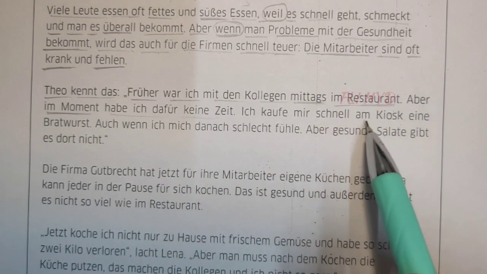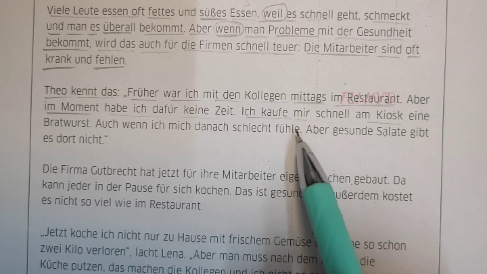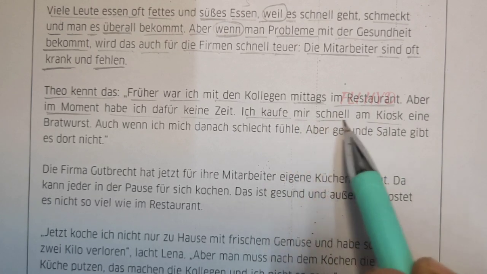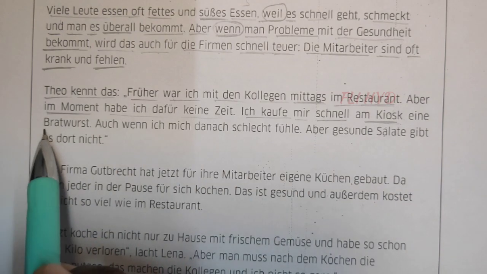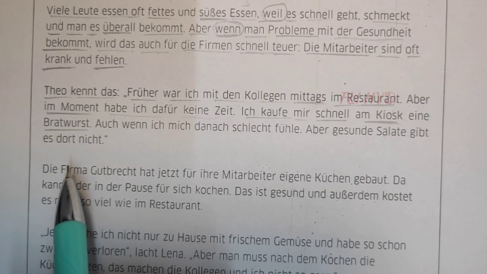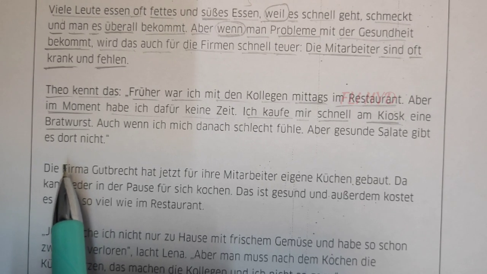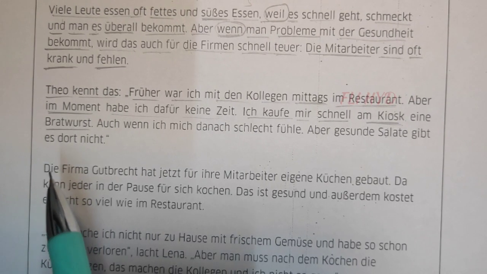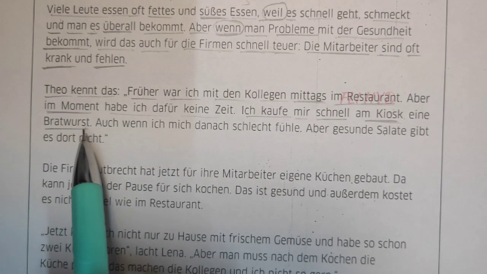Ich kaufe mir schnell am Kiosk. Ich kaufe, I purchase, mir, to myself, schnell, quickly, am Kiosk, at the kiosk. Eine Bratwurst, a frying sausage. So earlier he used to go to the restaurant with friends, but now he has no time for that and is purchasing quickly at the kiosk. What is he purchasing? A frying sausage.